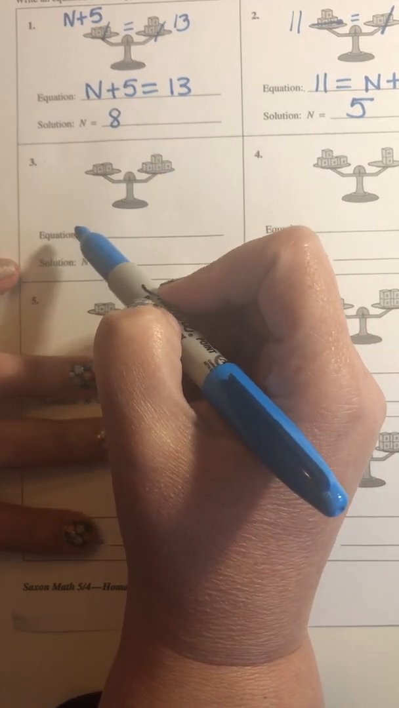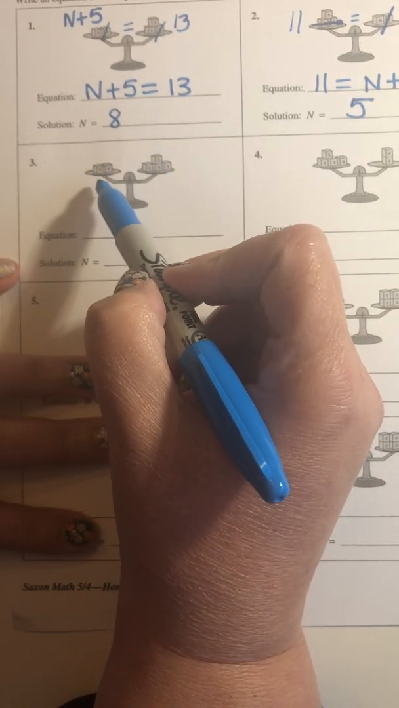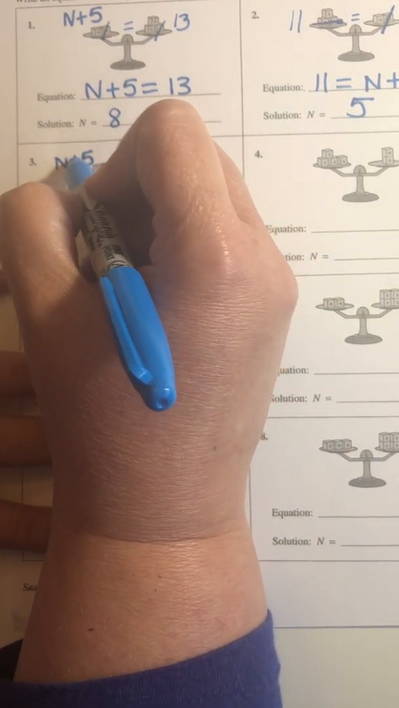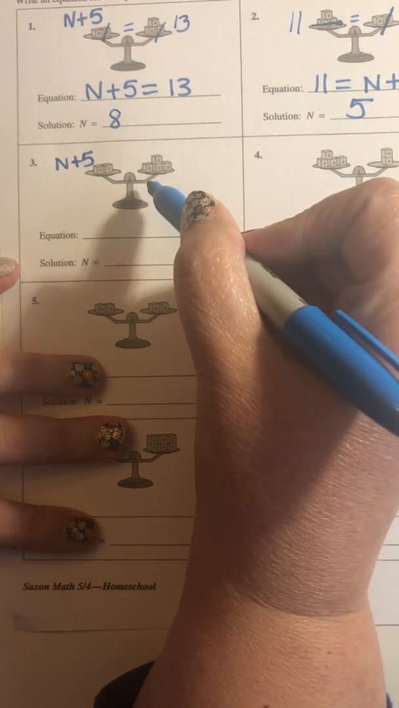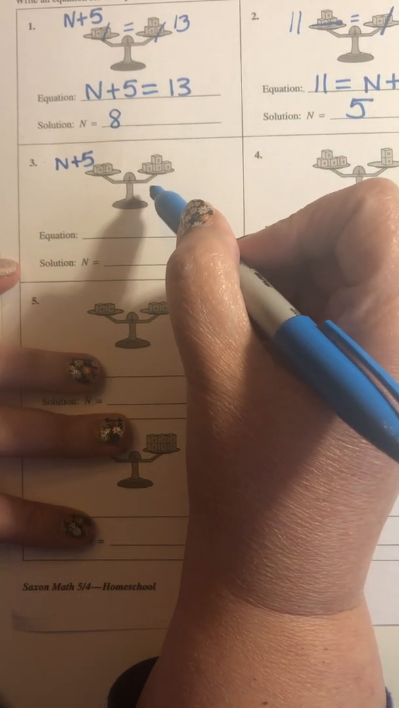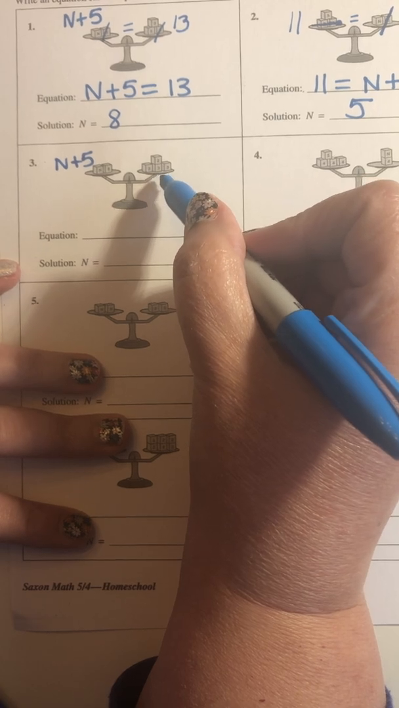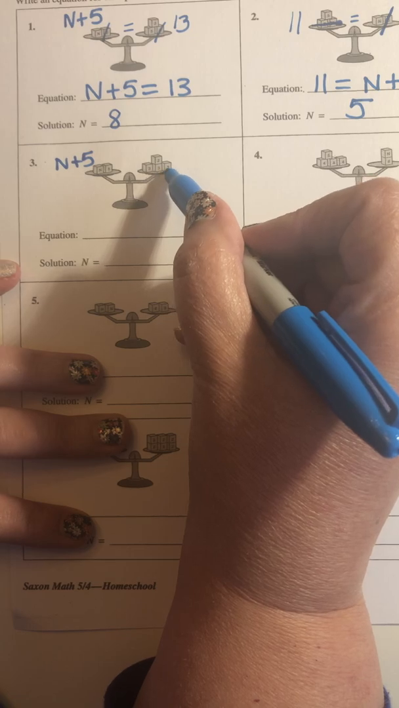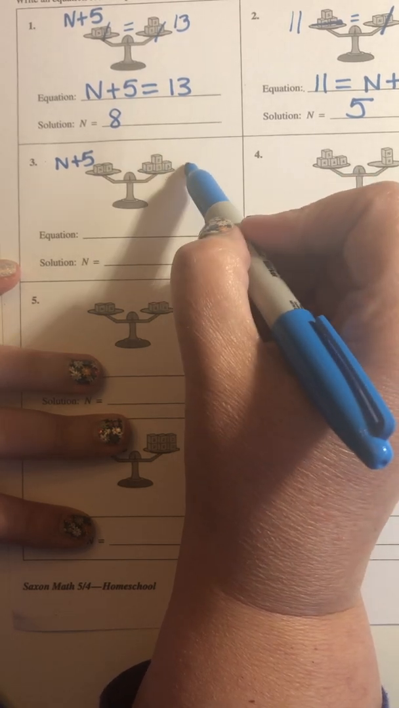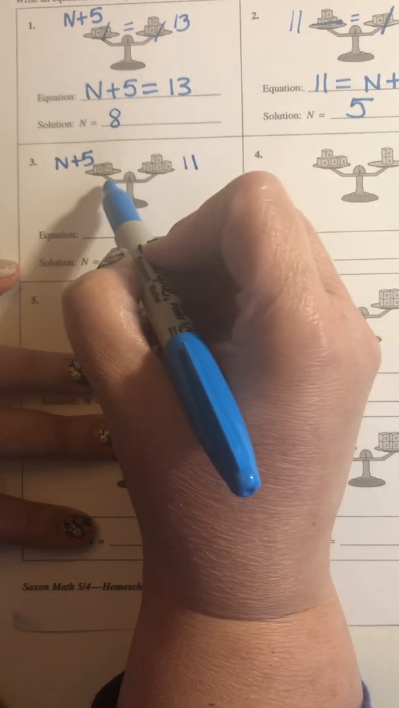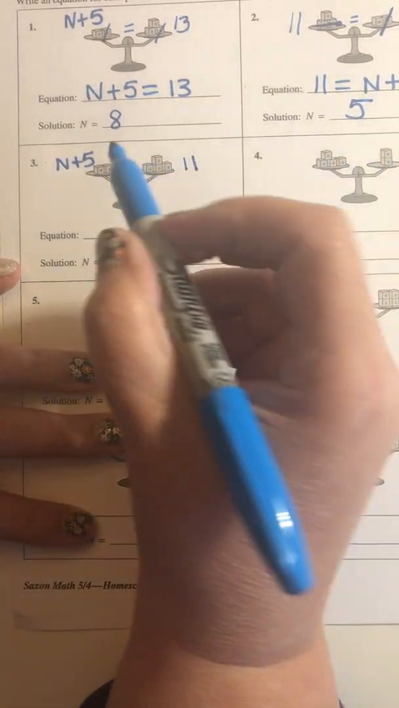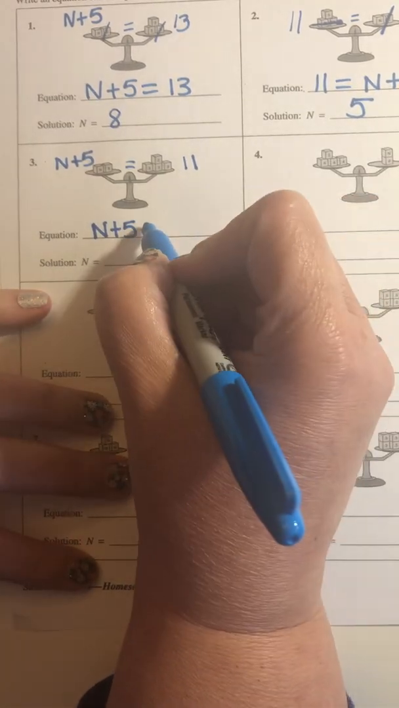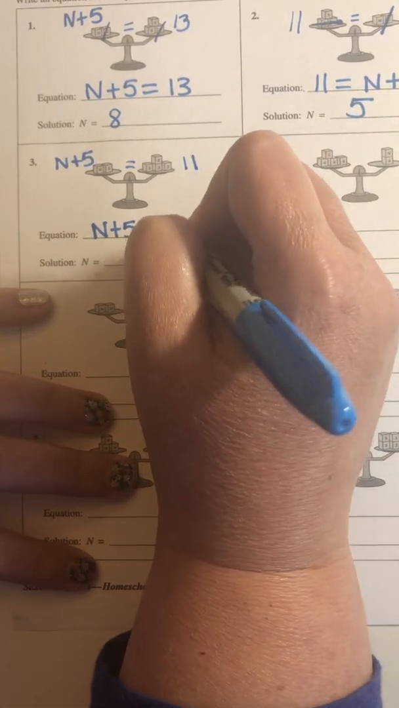Looking at number 3. Over here I have an n and a 5. So this side looks like n plus 5. Then over here I have, these numbers are tiny, 3 plus 3 plus 3 plus 2. So let's add that up. 3 plus 3 is 6. Plus 3 is 9, plus 2 is 11. And I know that my scale is balanced, so my equation would be n plus 5 on my left side is equal to 11 on my right side.